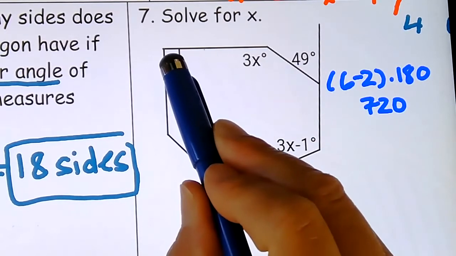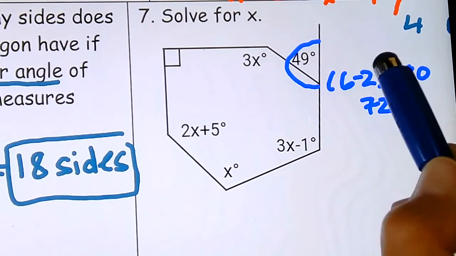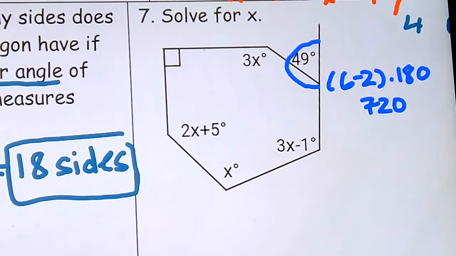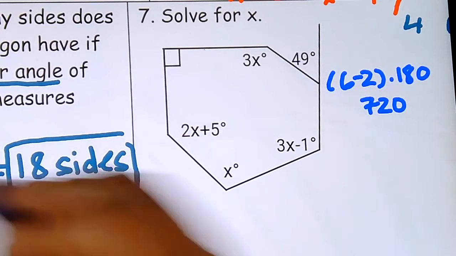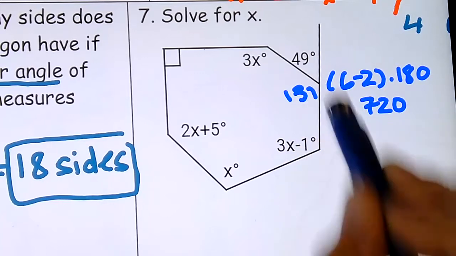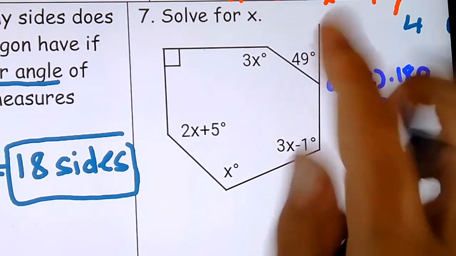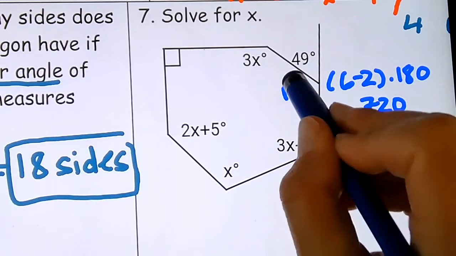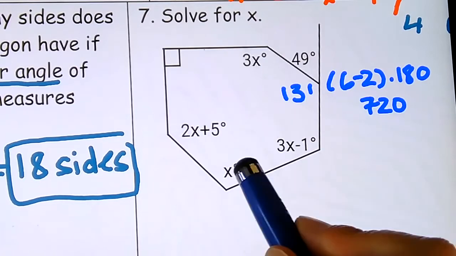I have a 90 here. Don't forget your 90. This together is going to be 180. So I'm going to take 180 minus 49. And I get 131 here. Okay, so this is going to be a 131. It doesn't look like 131. Make it a little nicer. A 131. Now what I'm going to do is I'm going to add all of these up.